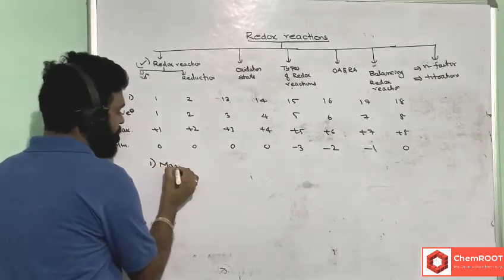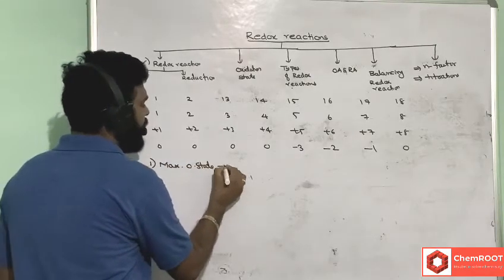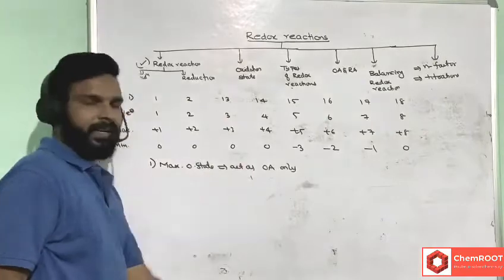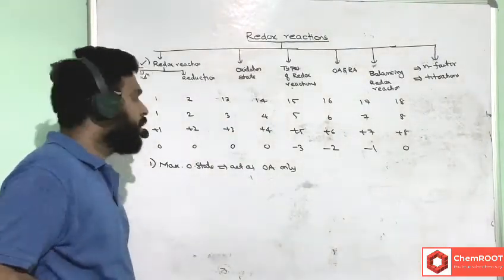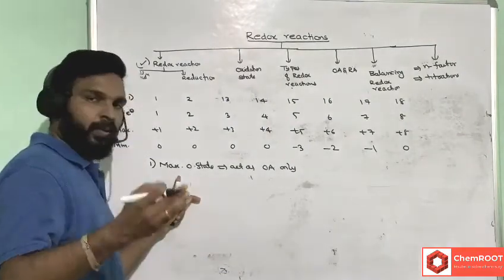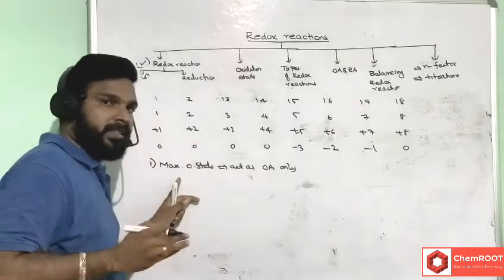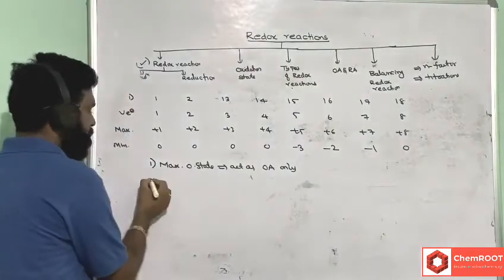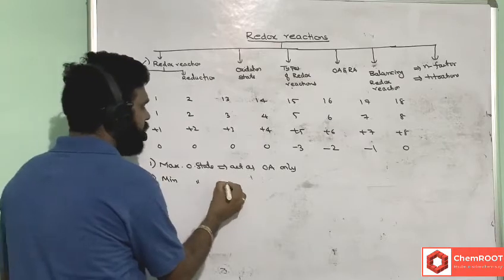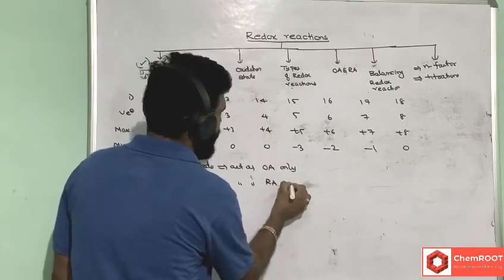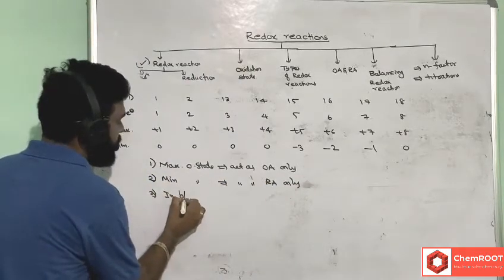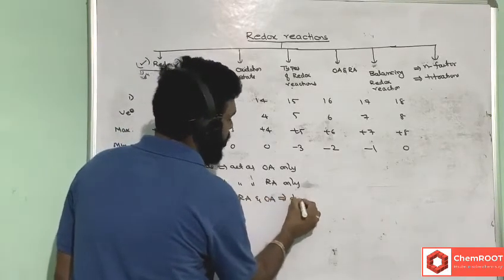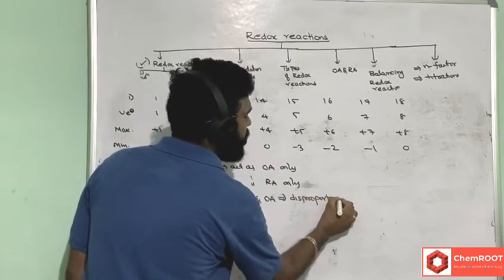Whenever you have the maximum oxidation state, it acts as an oxidizing agent only, because it cannot undergo oxidation further. Only a decrease in oxidation state is possible. A decrease in oxidation state means reduction. The substance which undergoes reduction acts as an oxidizing agent. And with the minimum oxidation state, it acts as a reducing agent only. If we have an in-between oxidation state, then it acts as both a reducing agent and an oxidizing agent. Also, it may undergo a disproportionation reaction.